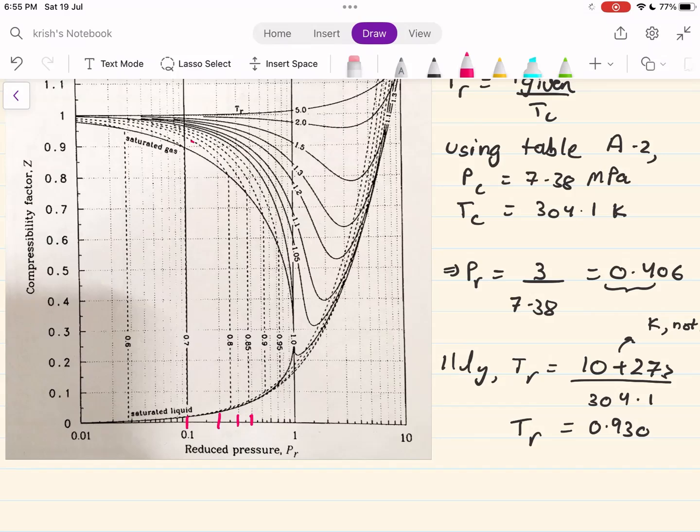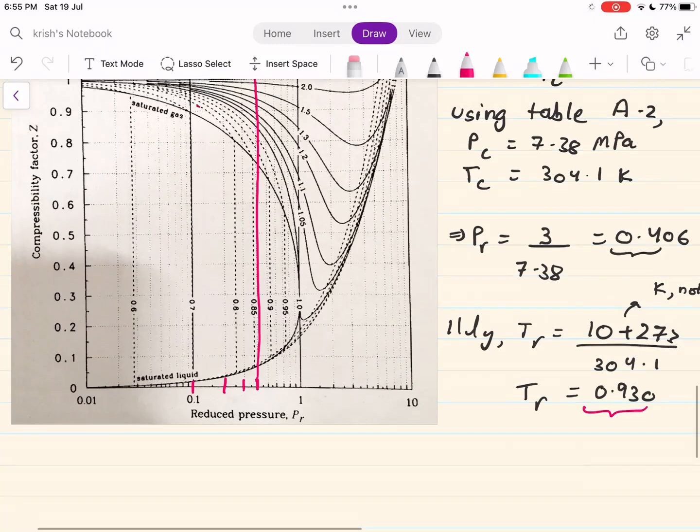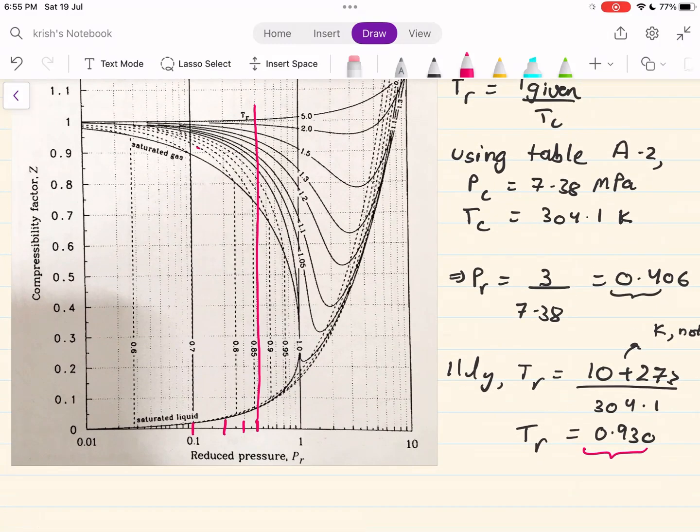So this is the line that we will find the intersection of the curve with. Now we want the TR curve at 0.930. So we can see that the TR curve for 0.9 is here and 0.95 is here. Seeing as our value is somewhere between these, we are free to choose either the 0.9 curve or the 0.95 curve. There will be a certain degree of error to this because we don't know the exact curve for TR at 0.93. So I will be choosing the curve at 0.95 and I will be highlighting it.